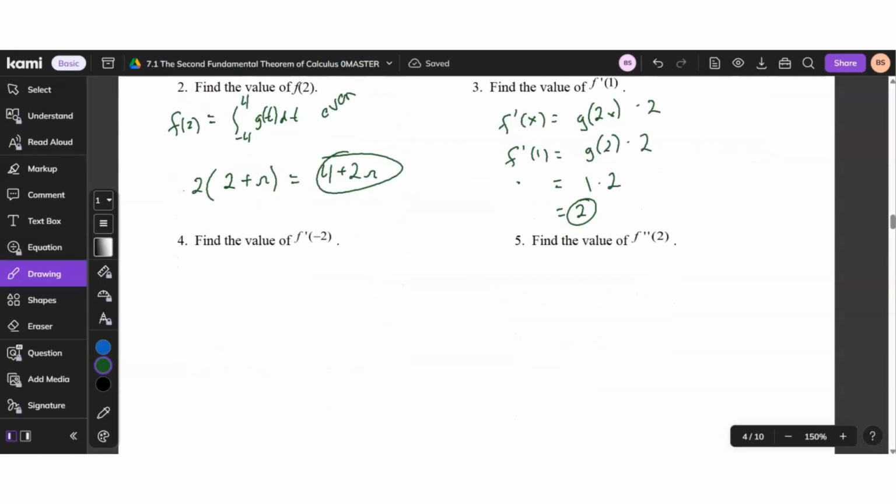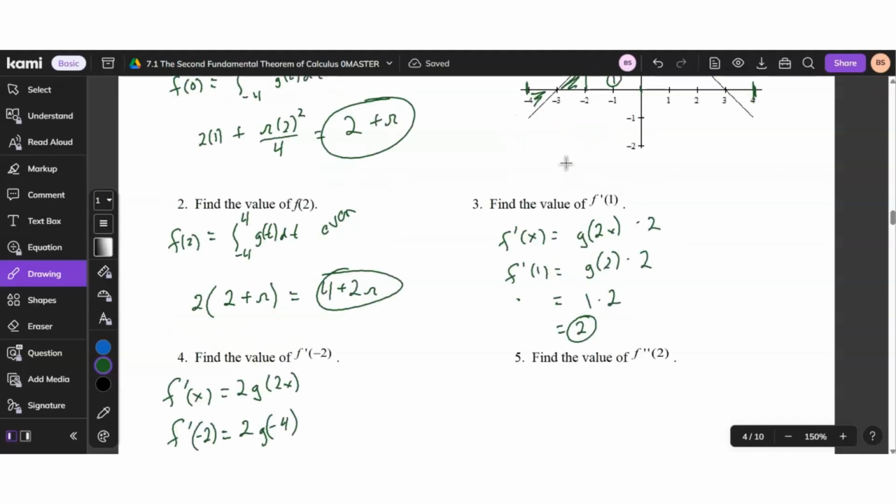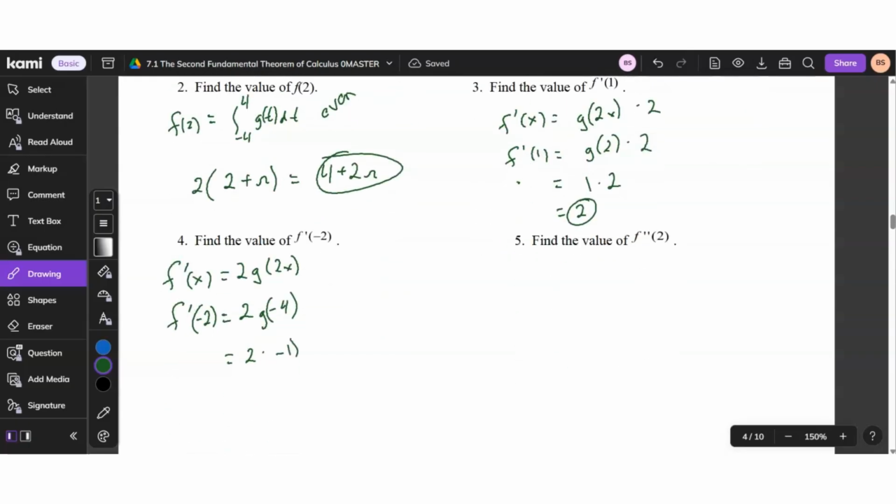So similarly down here, we can do the same sort of thing. If we're looking for the derivative, well, that means that it's going to be equal to g of 2x times 2. Let's put that 2 in front this time. So then we can go ahead and plug in our value here, which is going to be 2 times g of 2 times negative 2, which is negative 4. And then I just need to look at what exactly g of negative 4 is. At negative 4, it is right here at negative 1. So that's going to give me that value of negative 1. And so I get that the answer should be negative 2 when I simplify it.